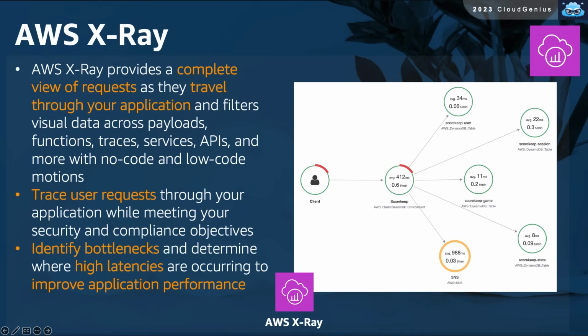AWS X-Ray supports tracing for applications built on various platforms, including AWS Lambda, Amazon EC2, and AWS Elastic Beanstalk. The X-Ray console displays a visual representation of the application's components and their interactions, making it easier to pinpoint areas that require attention.